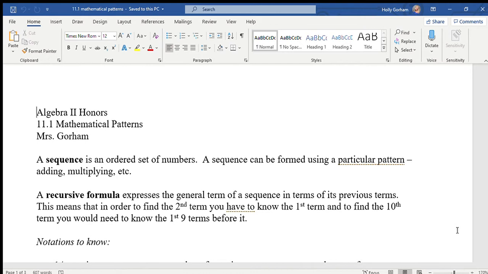So what is a sequence? Well, a sequence is an ordered set of numbers. A sequence can be found by using any type of pattern. So it could be that you're adding or you're multiplying or whatever it may be, just some pattern.